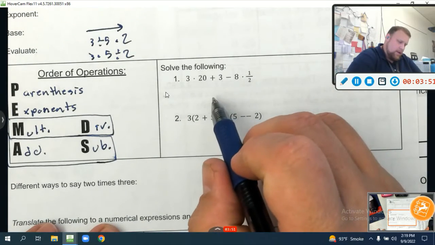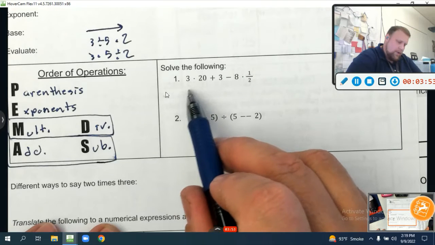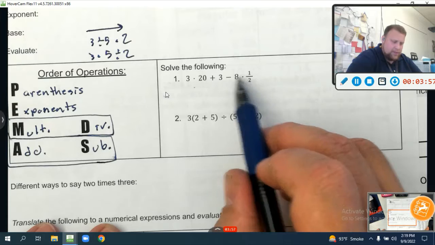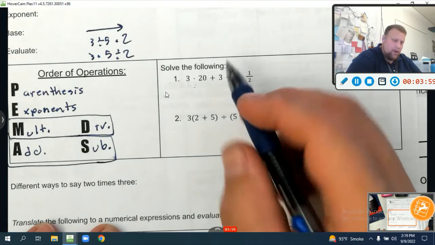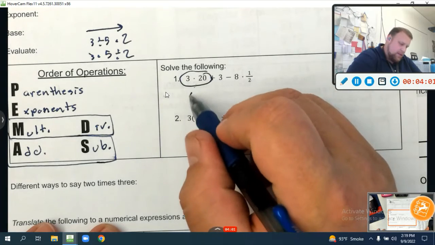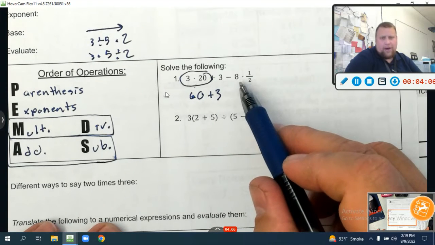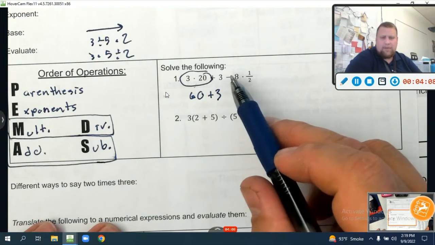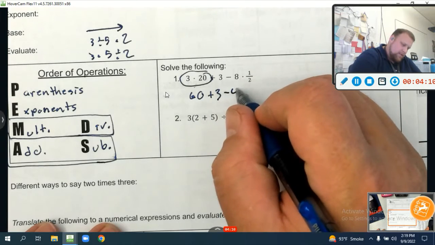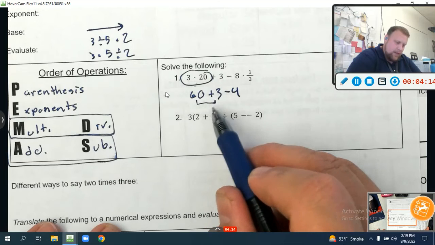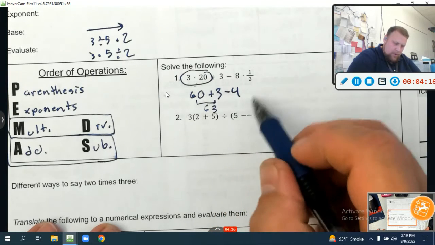Let's look at this. We have multiplication. It's above addition, above subtraction, so I can do my 2 multiplications right here. 3 times 20 is 60. I'm going to have plus 3. And don't freak out at 8 times a half. It's just saying what's half of 8? It's 4, so we have minus 4. And again, 60 plus 3 is 63. Minus 4 equals 59.